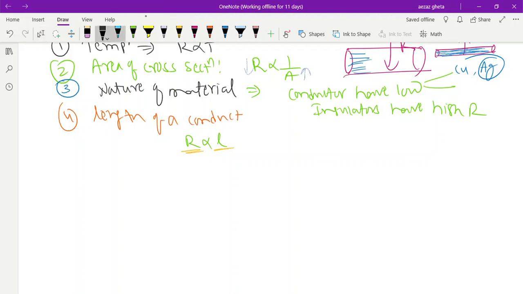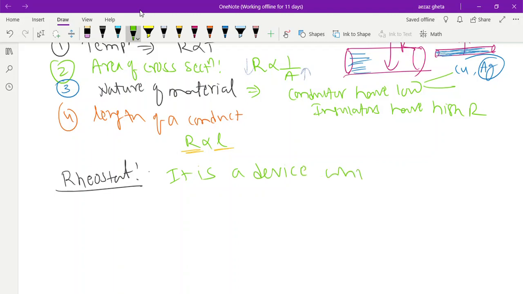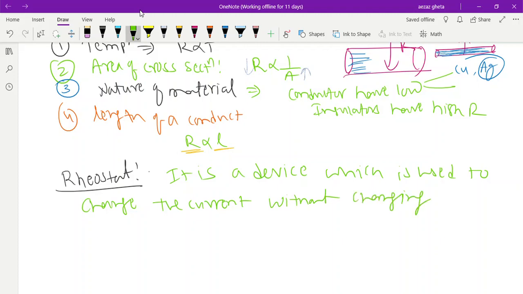Yeah, just one topic is connected with resistance. Rheostat. This rheostat is also called variable resistance, and it is a device. What is rheostat? It is a device which is used to change the current without changing the potential difference across the ends of a conductor.